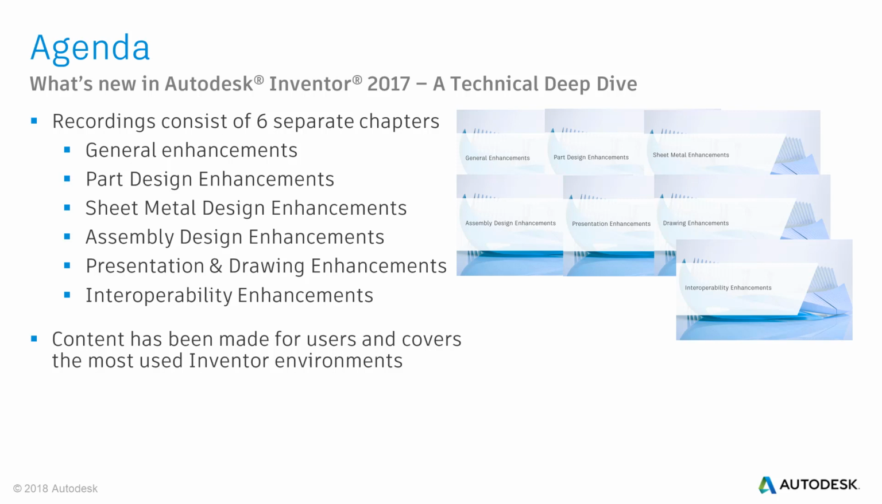Let's have a look at the agenda. The What's New consists of 6 separate recorded chapters. Starting with general enhancements, I'm going to cover part design and sheet metal design enhancements. After that, I go further with assembly design, presentation and drawing, as well as interoperability enhancements.